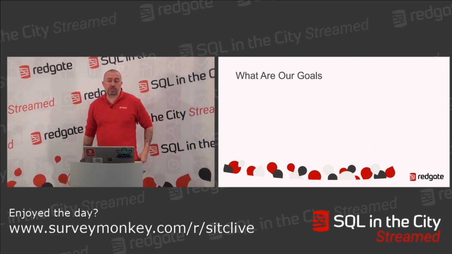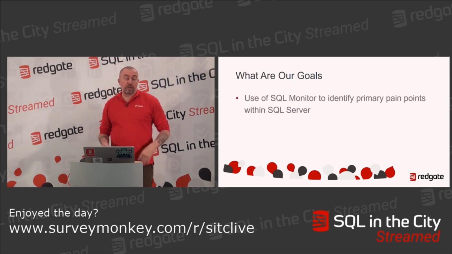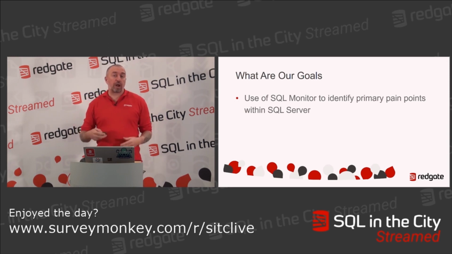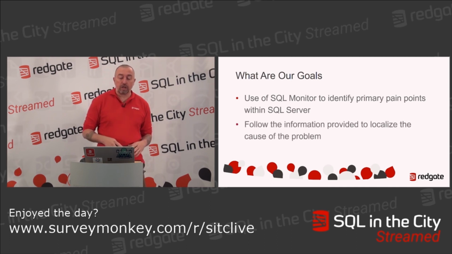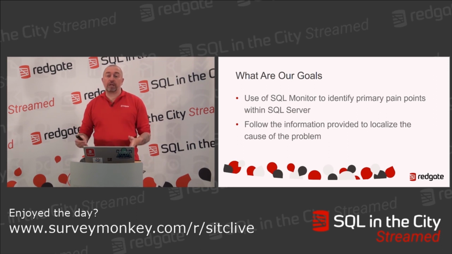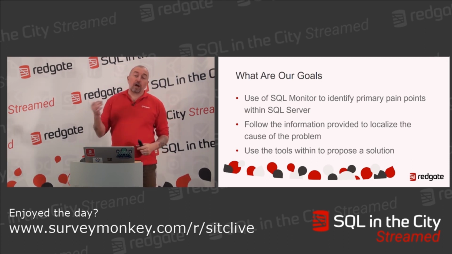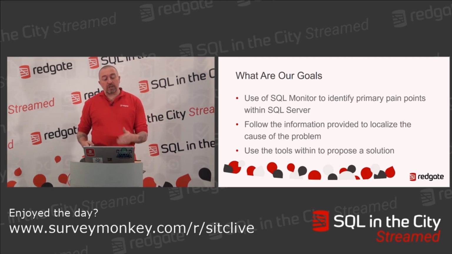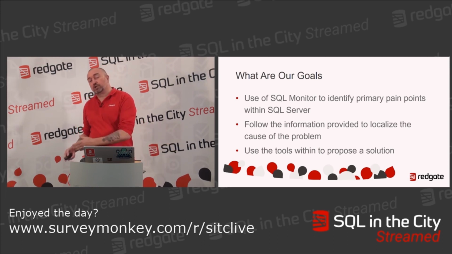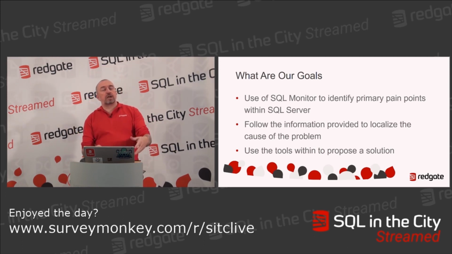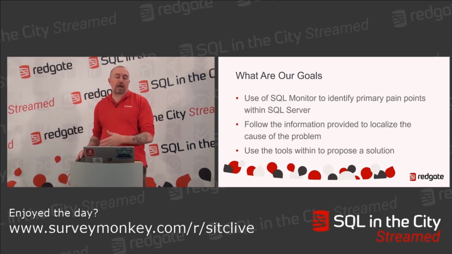So, what were our goals of the session today? Use SQL Monitor to identify primary pain points of SQL Server. Hopefully we showed how that can be done, how that occurs, where you can drill in and find that information. Follow that information to localize where things were happening. That's pretty much what we did. We spotted the area that we were concerned with, we were able to drill in on it and make some decisions there. That led us down the path we needed to be on. With that, we then took the tools that we had at hand and put it together so that we could propose a solution that would bring us to a resolution. That was the goals of the session. Hopefully the goals and what we did match up.